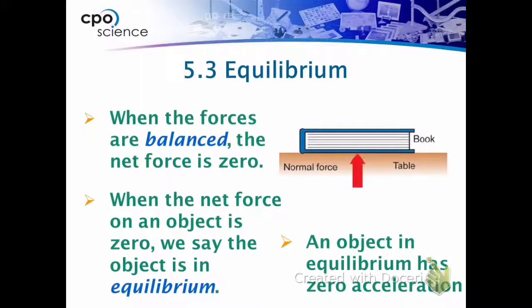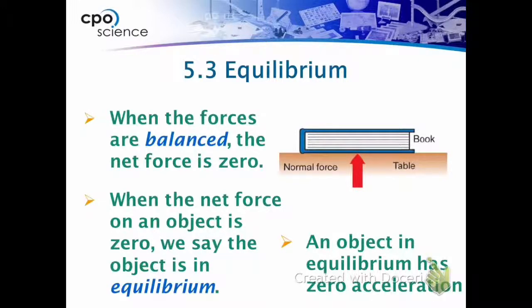When the forces are balanced, the net force is zero. So in that first example, 10 to the right, 10 to the left, that would be an example of balanced forces. When the net force is zero, we say that the object is in equilibrium. And when an object is in equilibrium, it has zero acceleration. So it's either going to continue to be at rest or continue moving at a constant speed. For example, the book in this picture sitting on the table, the forces acting on it are balanced, so the book continues to be at rest at the table.